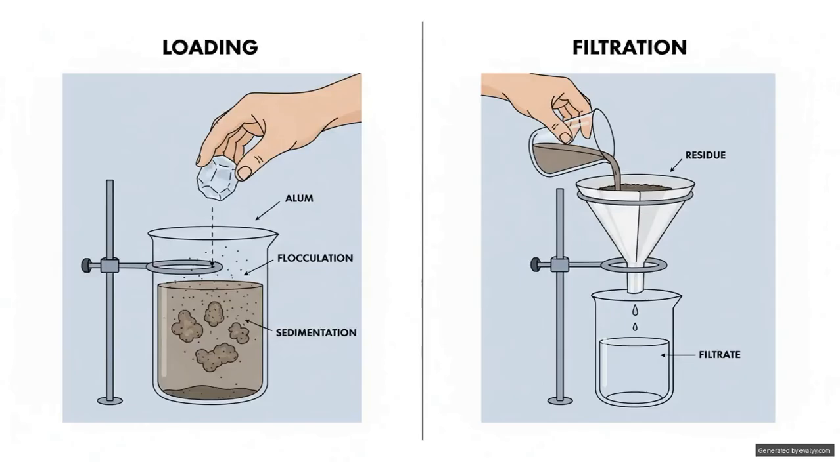Further methods for solid-liquid mixtures include loading and filtration. Loading involves adding a substance like alum to make small suspended particles clump together, become heavier, and settle more easily. Filtration uses filter paper to separate insoluble solids called residue from a liquid called filtrate. The liquid passes through the filter paper, leaving the solid behind, as shown in Activity 3.6 for separating sand from water. These methods are essential for purifying water and other liquids.